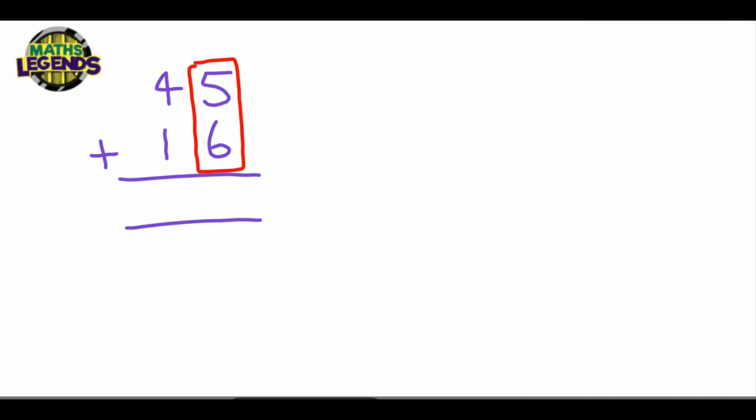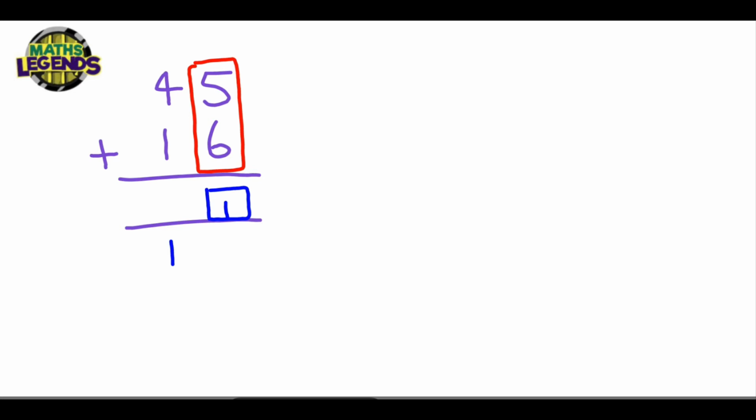Now, each space underneath here can only take one digit. So what we do is we write the tens of the 11 in the next column along and the 1 here. So now that is 1 in the column that we were just interested in, and we have moved the 1 along in the next column.